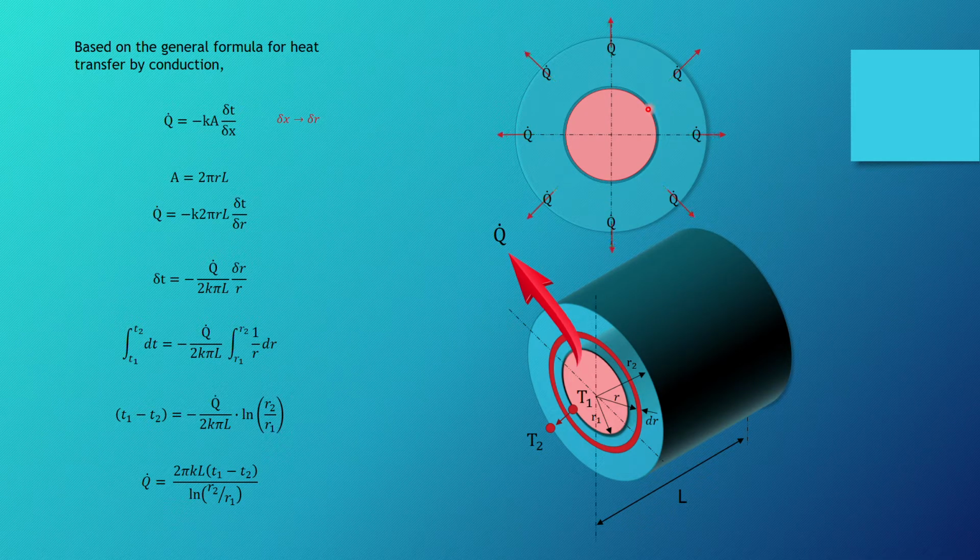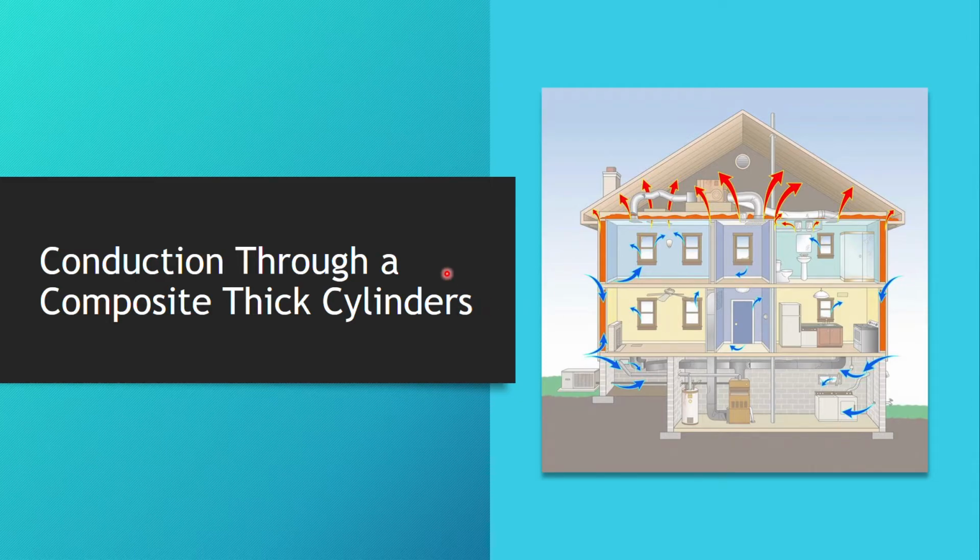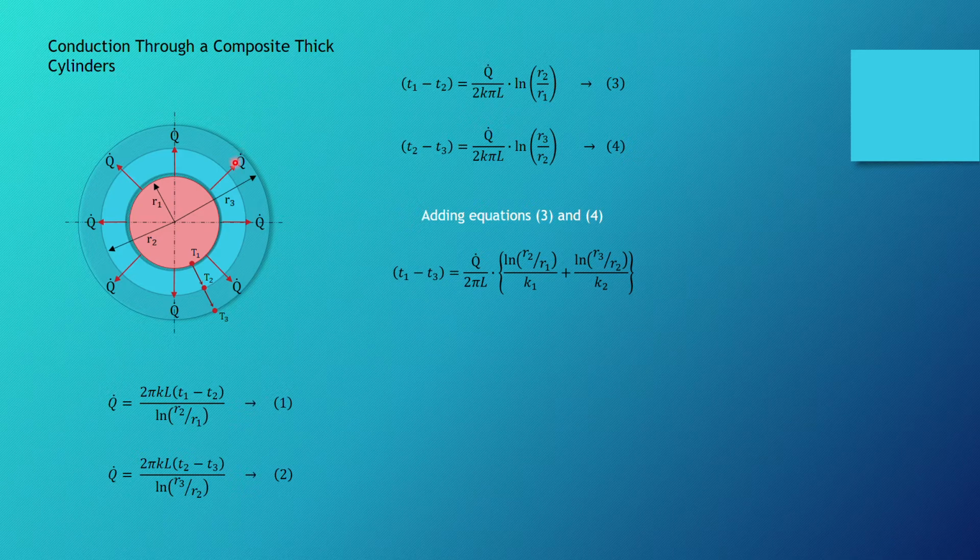So that is how heat flows across the wall of a cylinder. The next part is composite thick cylinders. The same thing applies, but now we have multiple layers here. We have layer 1 and 2. Based on this, we have the temperature difference across the first layer, that is T1 minus T2. So that is the rate of heat transfer across this.